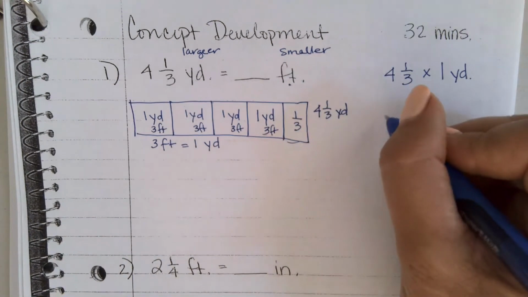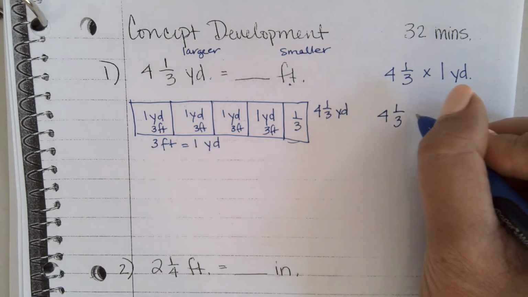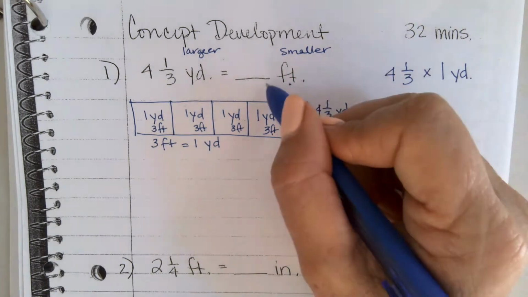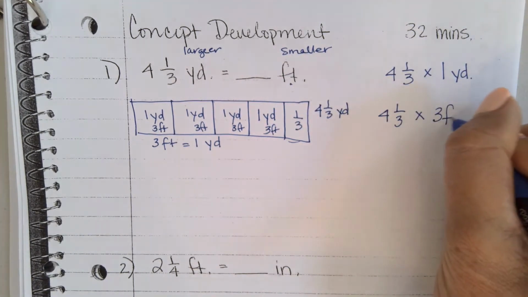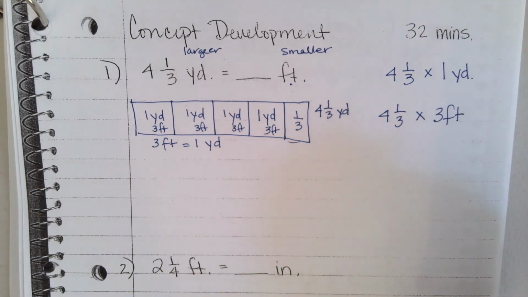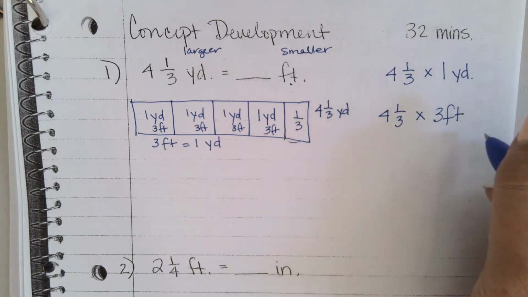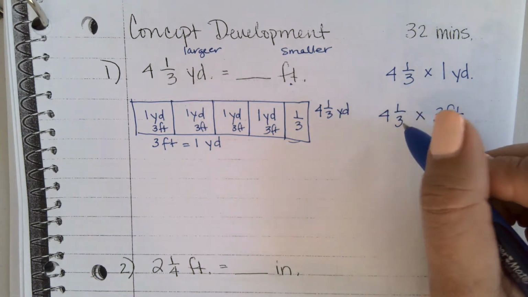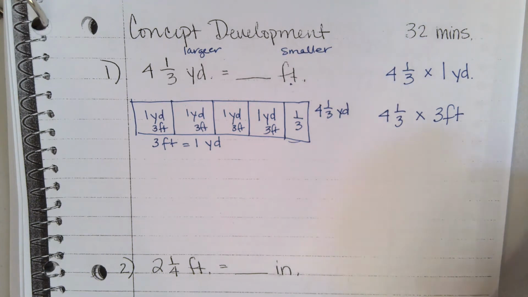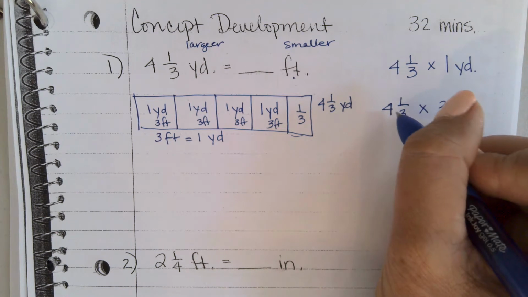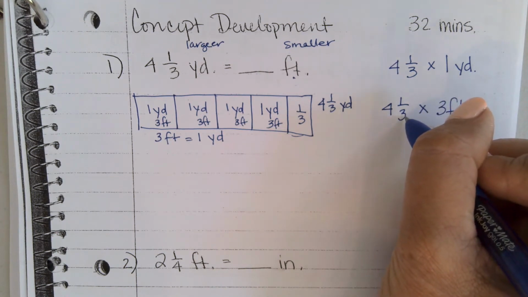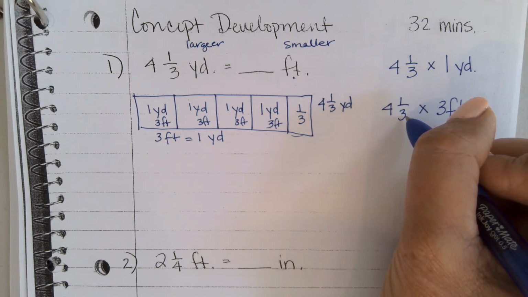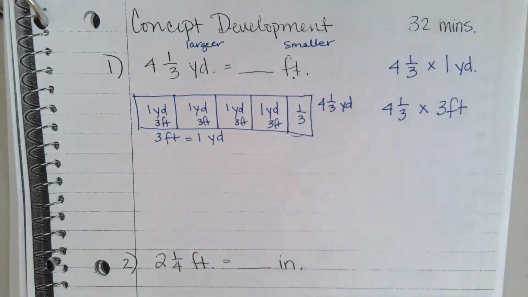Let's say 4 1/3 times, now I'm trying to rename, 3 feet. Before we multiply, let's express 4 1/3 as an improper fraction, because you cannot multiply a mixed number like this, right? So how many thirds are in one whole? There are 3/3. Here, 3 times 4 is 12 plus 1 is 13/3. Let's see if you can do that really quick and see how you do. Come back and check your work.